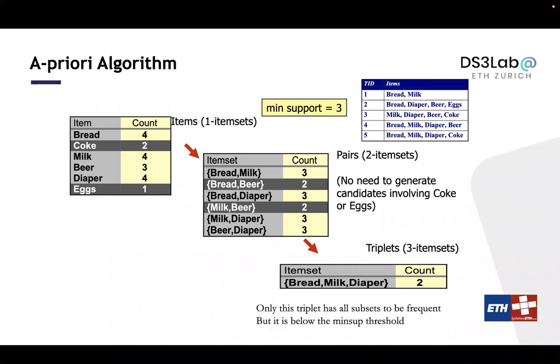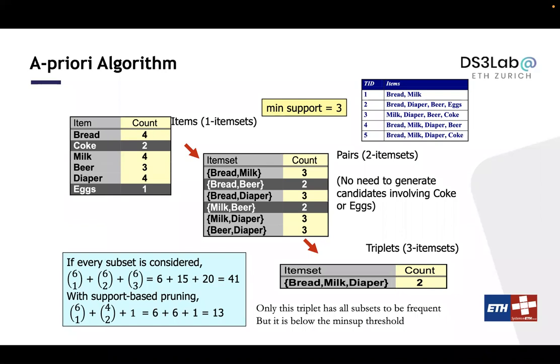So as you can see, once you do this pruning step, right? Without pruning, in the naive strategy, if you're curious about all the triplets, how many subsets do you need to consider? You need to do 6 choose 1, that's the beginning, 6 choose 2, that's in the middle, 6 choose 3, that's actually the triplets. That's all the possible combinations you have.